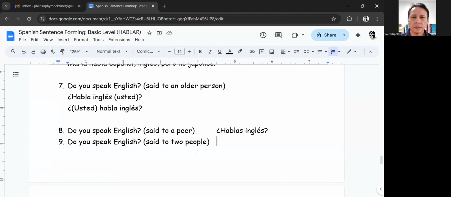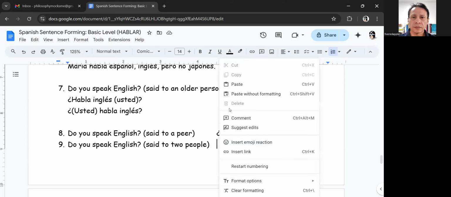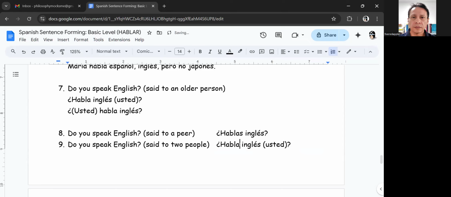Two people. So the pronoun that you would use to address two people is ustedes, right? So then the ustedes has to have the hablan. Hablan, and you can throw in the ustedes if you want, but you don't need to. Right. Hablan inglés. You're addressing them. Hablan inglés.